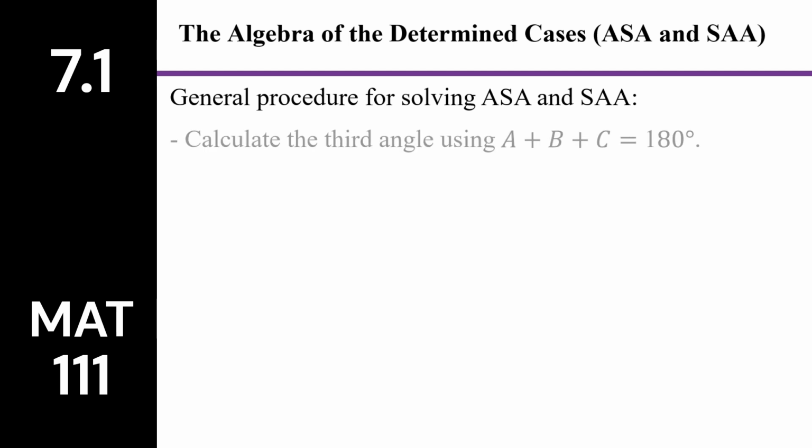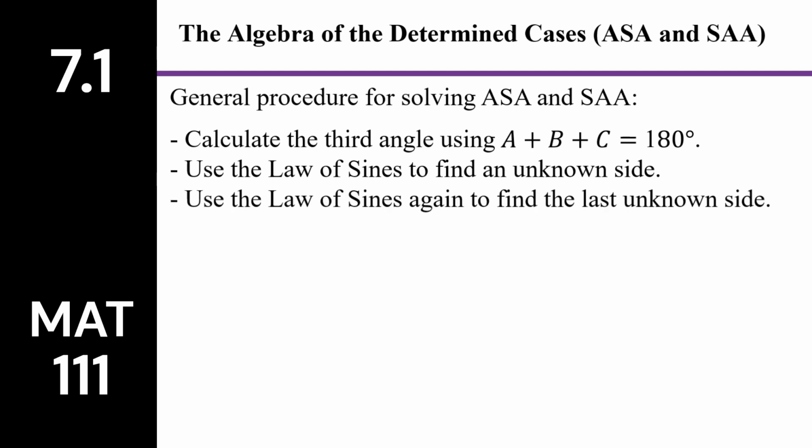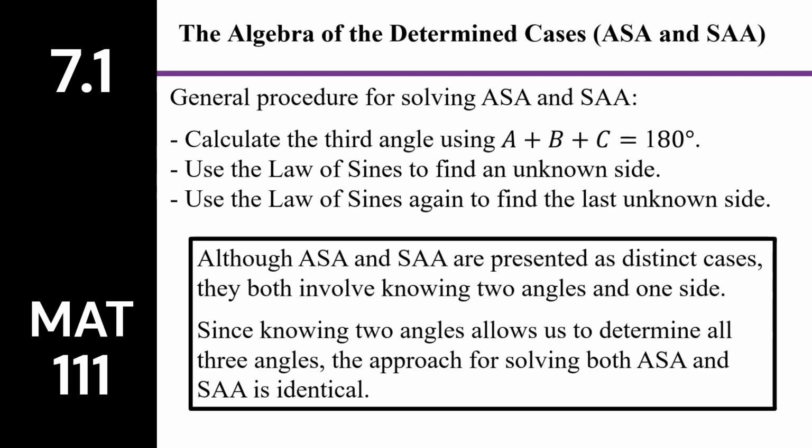Because we know 2 angles, we can find the third using the fact that the 3 angles of a triangle always add to 180. We'll then use the law of sines to find an unknown side, and then we'll repeat the law of sines to find the last side. Even though these 2 cases are presented as distinct, they're really the same, so we'll use the identical method to solve either one.